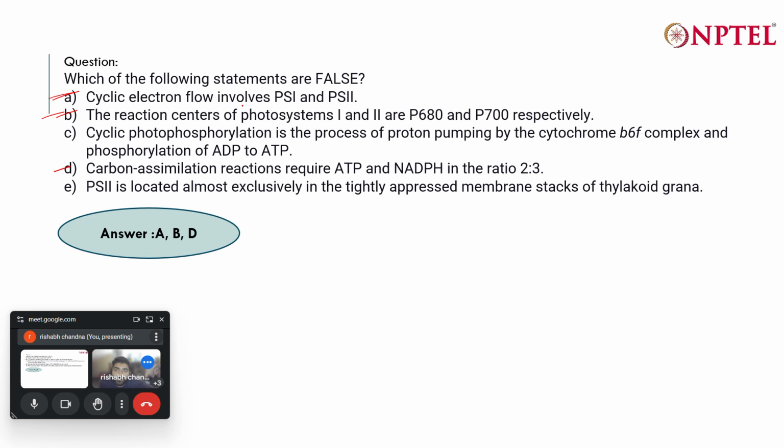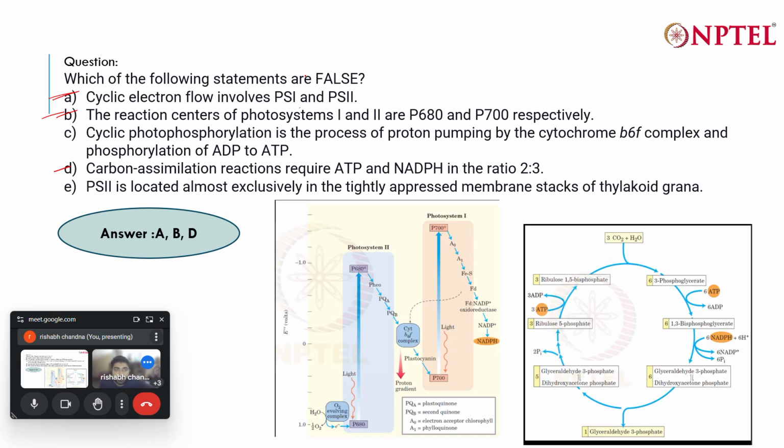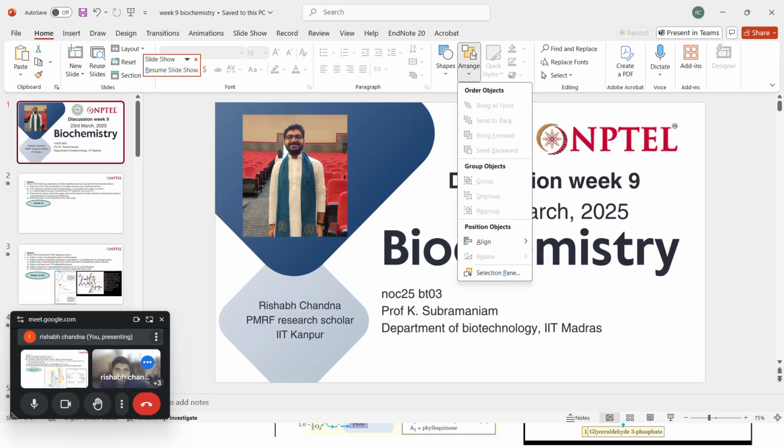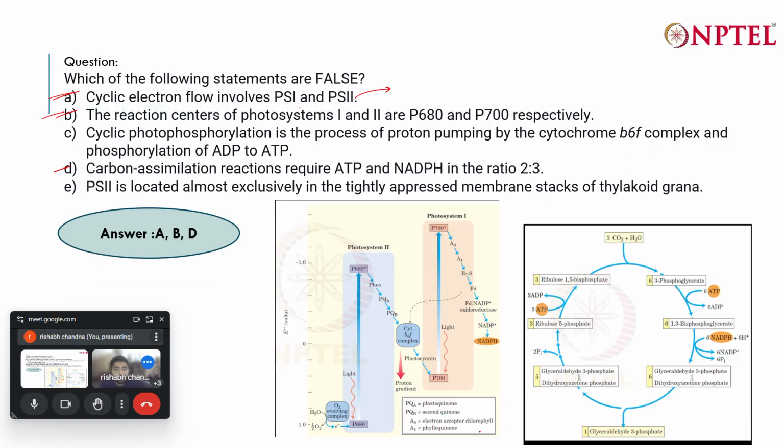Cyclic electron flow involves PS1 and PS2. So no. In cyclic flow, what happens? Only PS1 and cytochrome B6F are involved, not PS2. So this option is false. The reaction centers of PS1 and PS2 are P680 and P700 respectively. No, it's the reverse. For PS1 it's P700 and for PS2 it's P680. So this is also false.